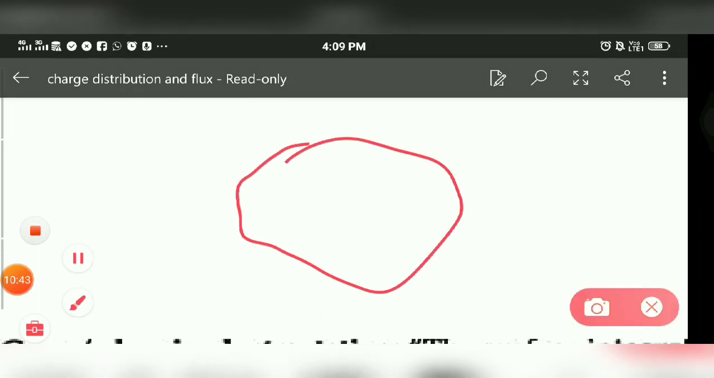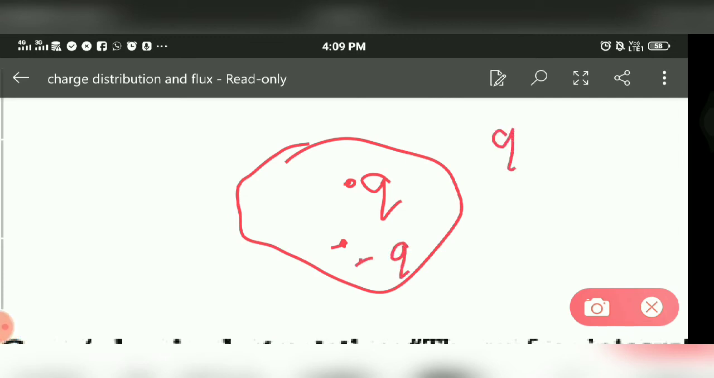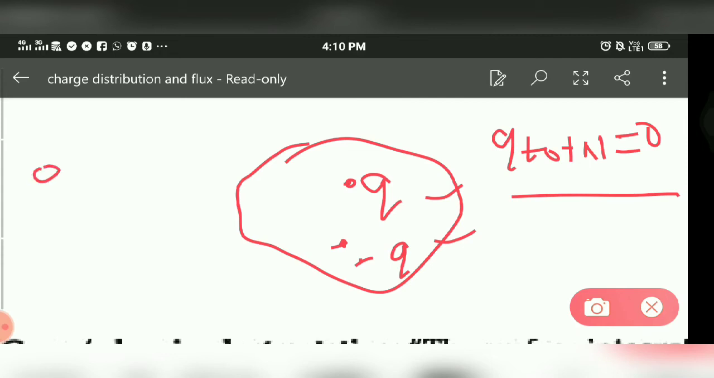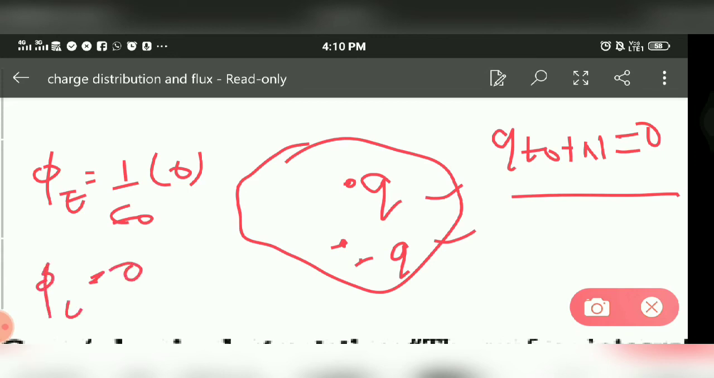Now, if the surface encloses a charge Q and a charge minus Q, the total charge is what? 0. Q plus Q minus Q... Q plus minus Q, that is 0. So the total flux is going to be 1 by epsilon naught times 0, which equals 0. So the flux through the surface is 0. This is in mathematical form.